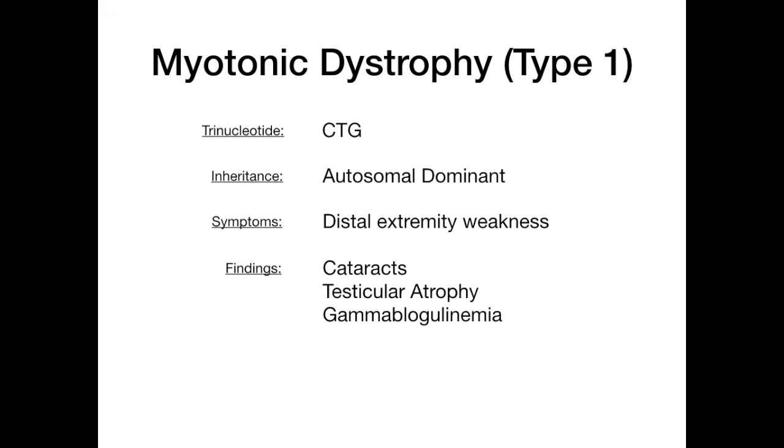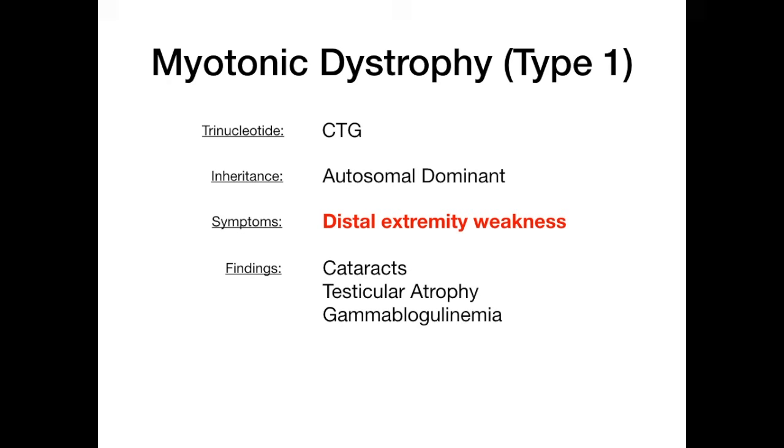In myotonic dystrophy type 1, the trinucleotide repeat is CTG, and the inheritance here is autosomal dominant. The main symptom of myotonic dystrophy type 1 is that you get problems with the distal extremity musculature. Specifically, when the muscle contracts, it has a difficult time releasing that contraction. Sometimes this is written as distal extremity weakness. Other times it's written as distal muscle hypercontractility. There's different ways that they can write this out, but just remember, distal extremity weakness, usually in the forearms and the hand. The associated findings include cataracts, testicular atrophy, and hypogammaglobulinemia.